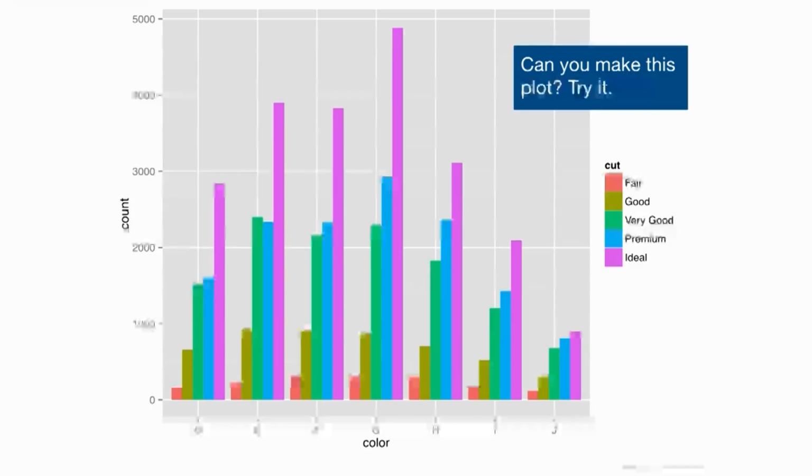I'll give you a hint. The x-axis is the color variable, and each of the bars in that chart are filled with the cut variable. So try to make the plot. I think you'll find it a little difficult to achieve. Give it a shot, and when you're done, press play and we'll resume.